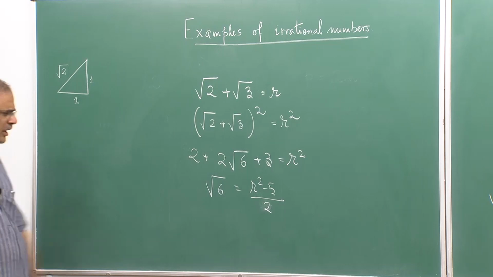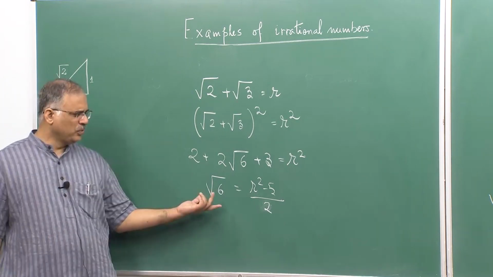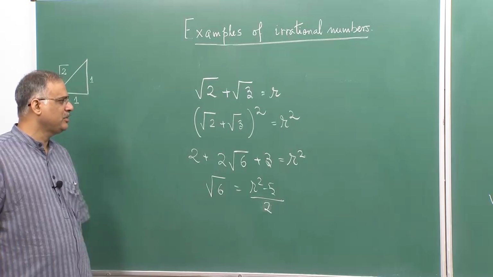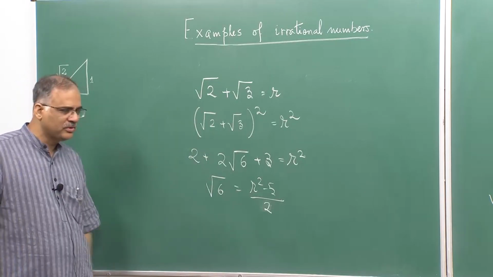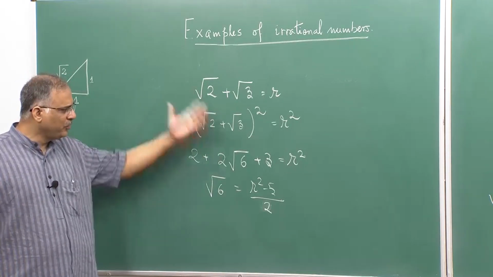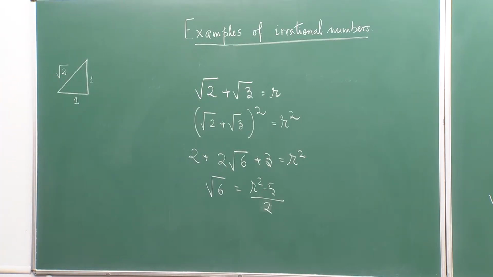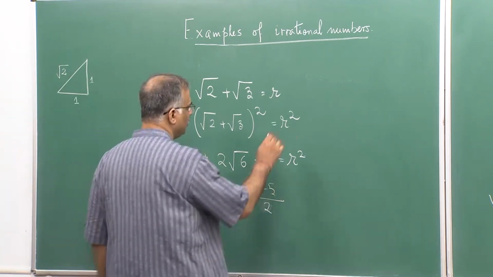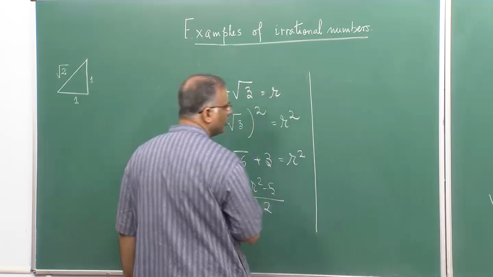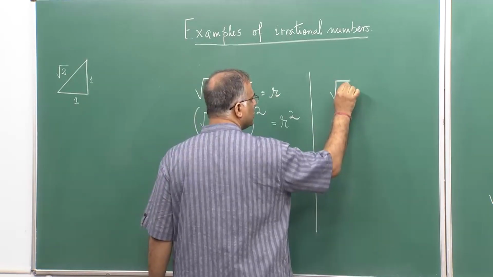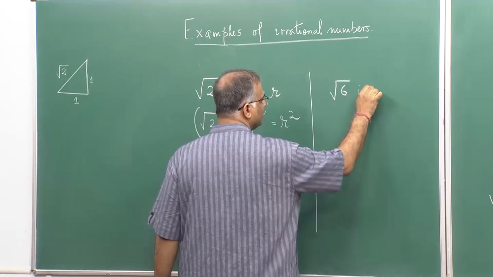Then the question would arise, is root 6 a rational number? If root 6 is a rational number, then what I am writing is true. So, if you want to prove it irrational, you have to prove that root 6 is irrational, and that is exactly what I want you to prove. You can keep on thinking about this. So, how would you prove that root 6 is irrational?